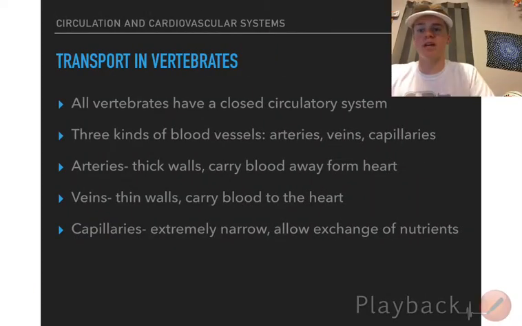So then there's transport in vertebrates. All vertebrates have closed circulatory systems, with 3 kinds of blood vessels: arteries, veins, and capillaries. Arteries have thick walls and carry blood from the heart. Veins have thin walls and carry blood to the heart, and capillaries are extremely narrow, which allows exchange of nutrients.